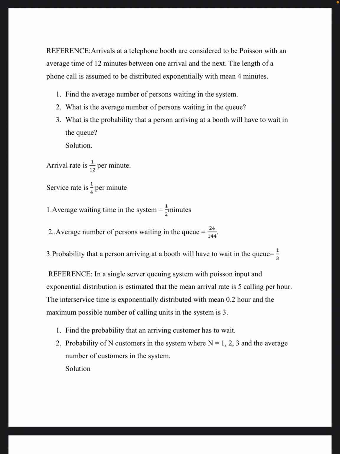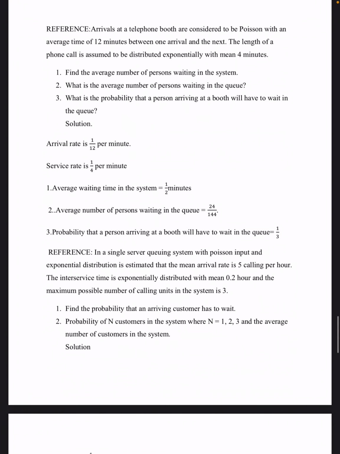So arrival rate is 1 by 12 per minute. Service rate mu equal to 1 by 4 per minute. So the average waiting time in the system is 1 by 2 minutes by applying the formula. And then the average number of persons waiting in the queue, that is we have to find that LQ, that is 24 by 144. And the probability that a person arriving at a booth will have to wait in the queue is equal to 1 by 3.